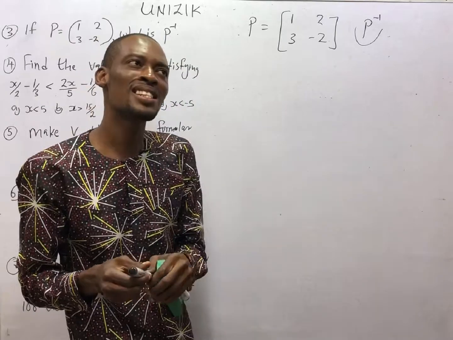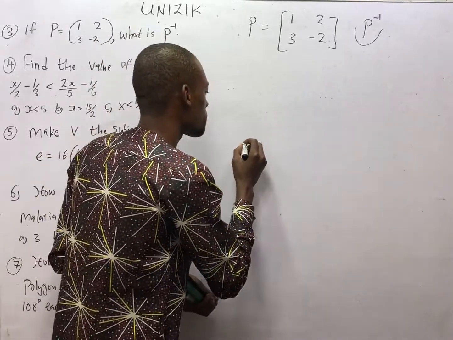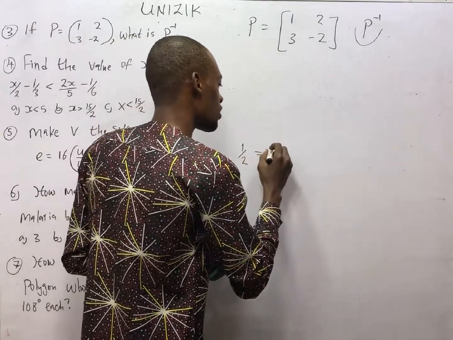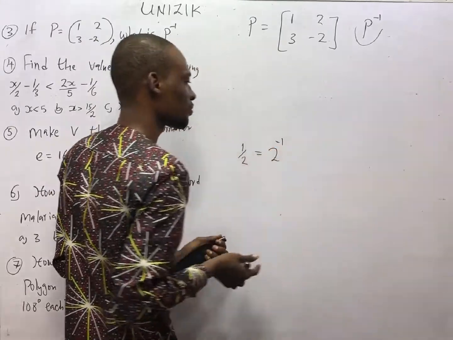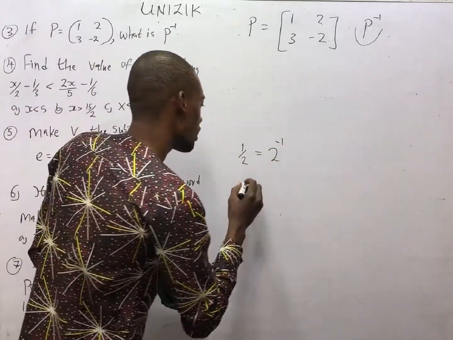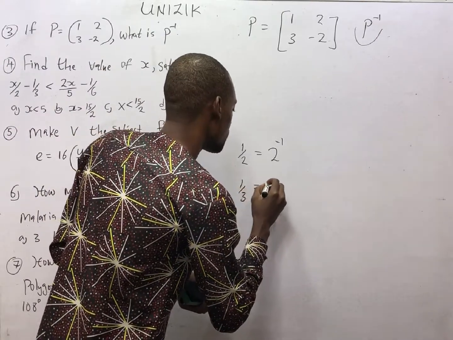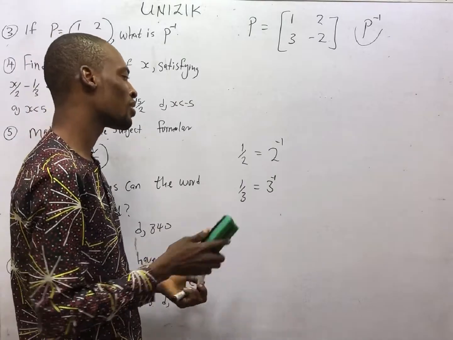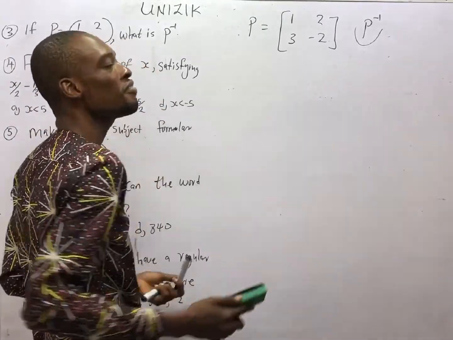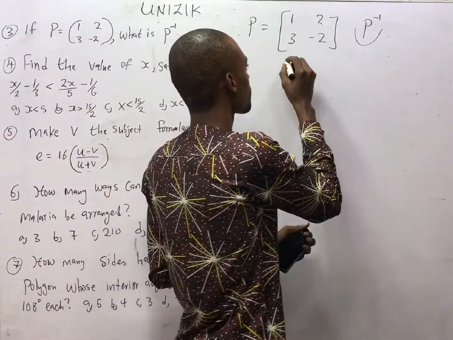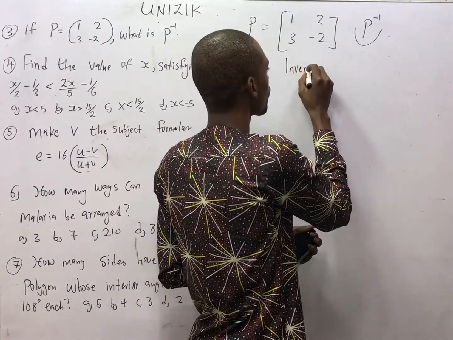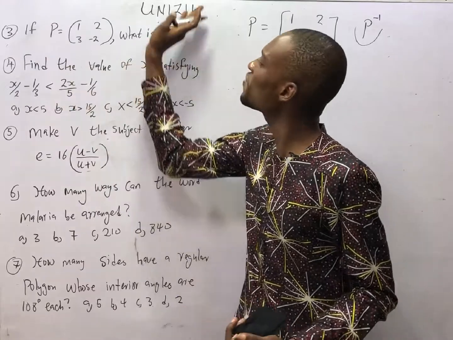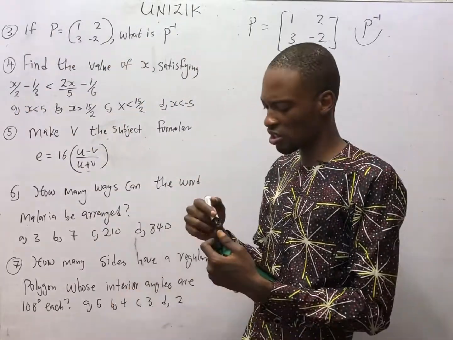If you've done indices and logarithm, if I say 1 over 2, this is the same as 2 raised to the power of minus 1. If I say 1 over 3, this is the same as 3 raised to the power of minus 1. What does it mean? Raised to the power of minus 1 simply stands for inverse. So they are telling us that if this matrix is this, we should find the inverse of that matrix.